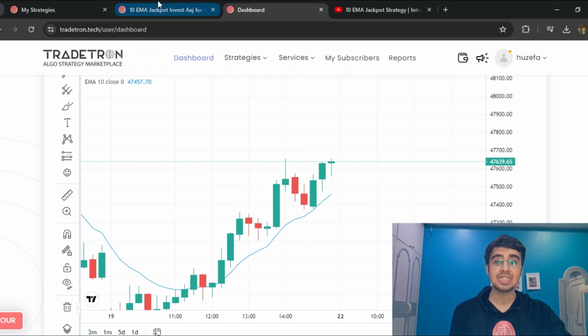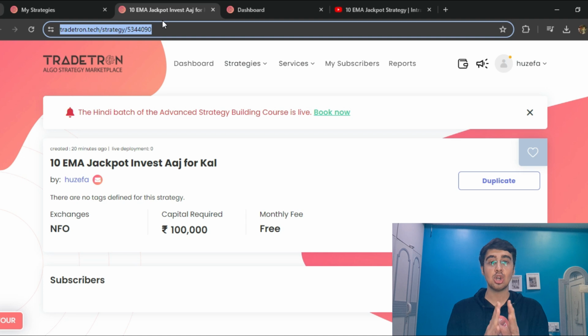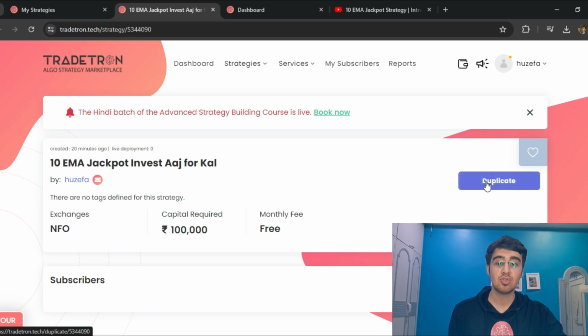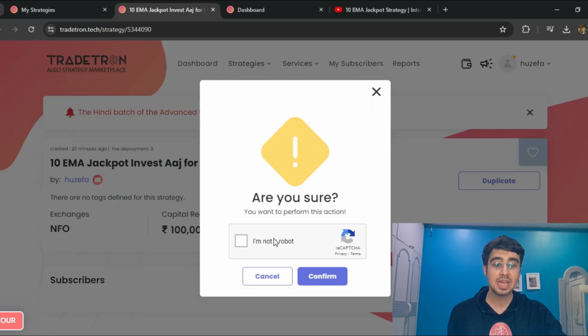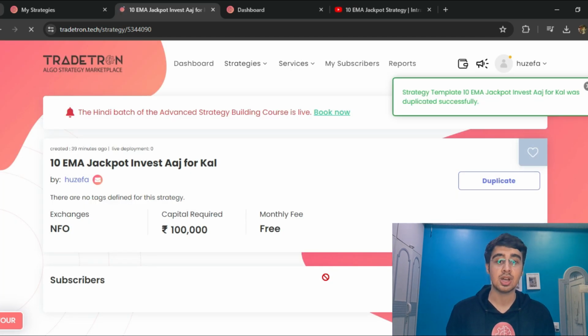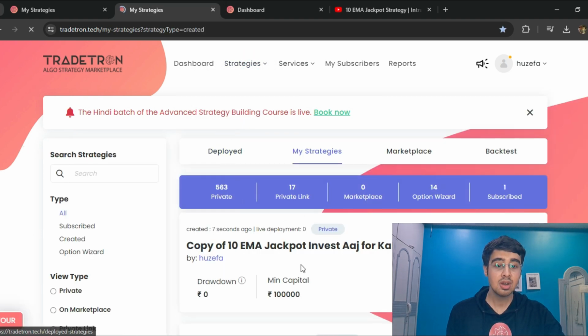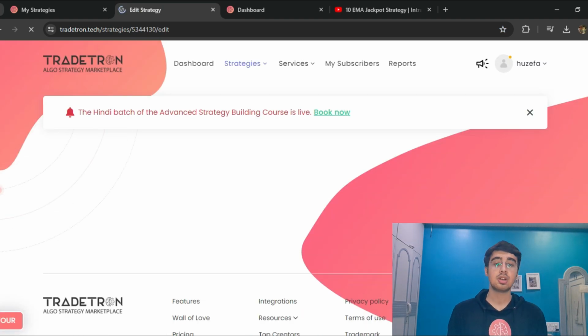Now let's understand how you can duplicate the same strategy in your account. Below in the description, you will find a link attached. When you click on this link, you will be redirected to a page like this. If you don't have an account, you'll first have to create one, and then you will be able to see this page. Once you are on this page, find the duplicate button and select duplicate, and once you clear the captcha, you will be able to duplicate this same strategy in your Tradetron account. Once you duplicate the strategy, you can go to the My Strategies page here, and you will find the same strategy within your Tradetron account.